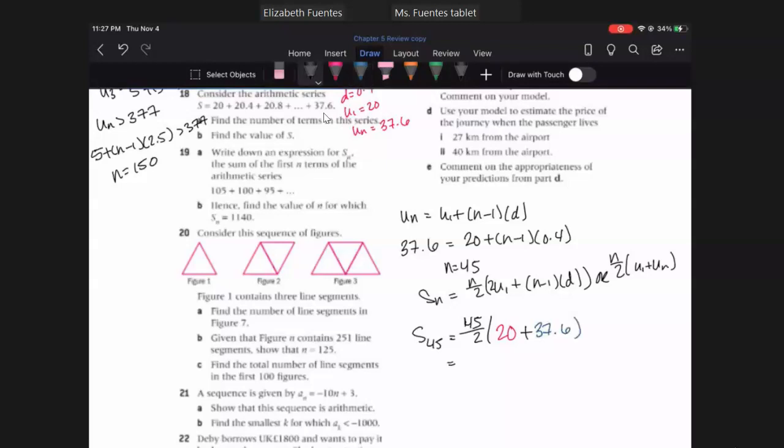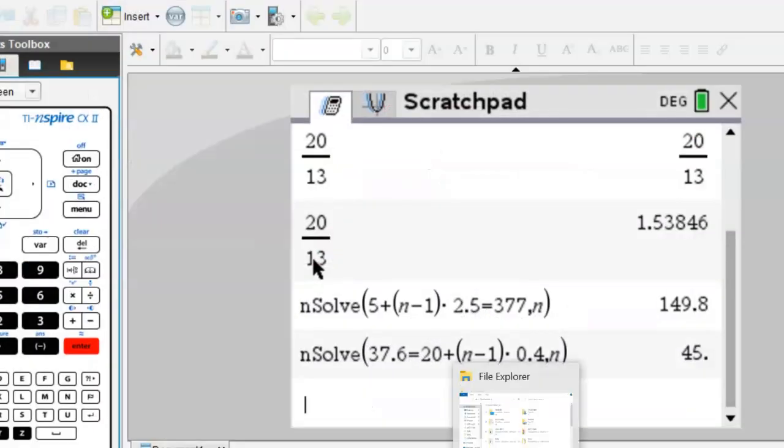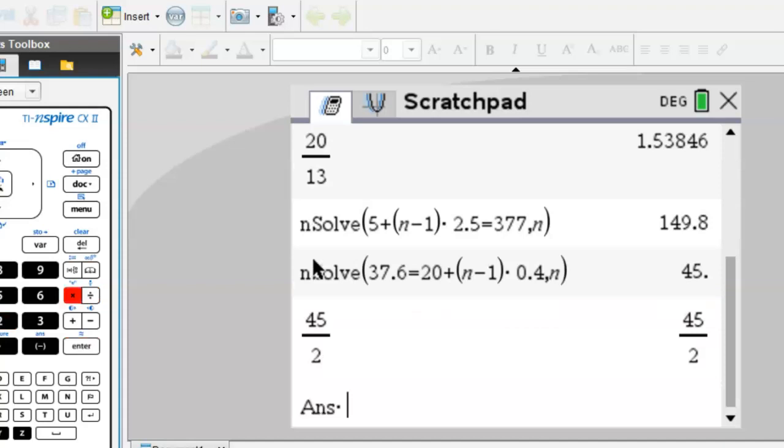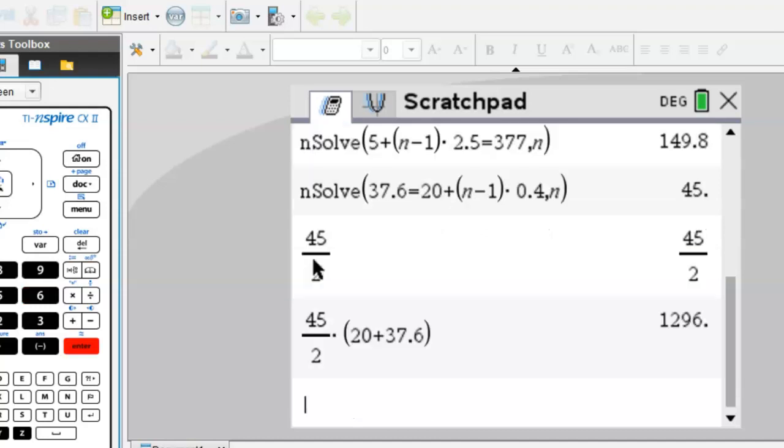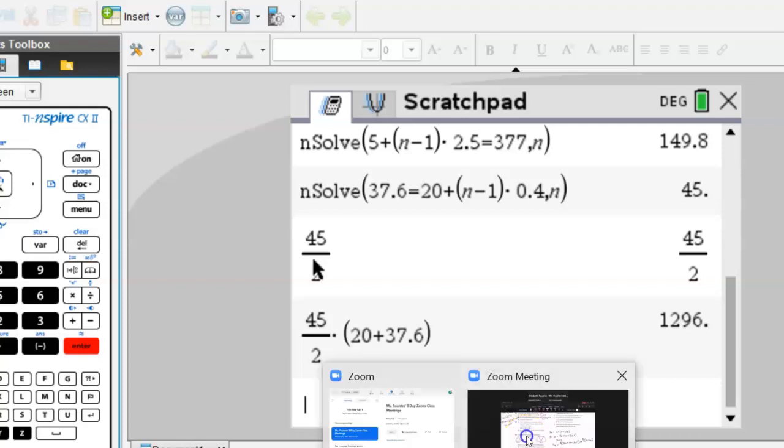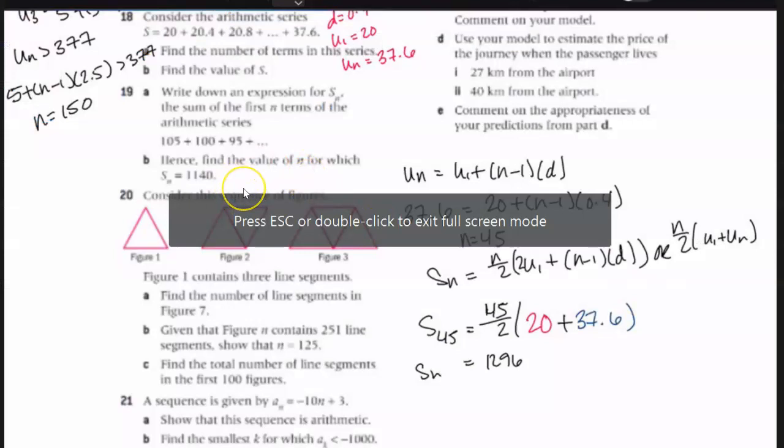And then you just solve. 45 divided by 2 times 20 plus 37.6. So 45 divided by 2 times 20 plus 37.6. 1,296. So that is my sum. So that's your S of n.